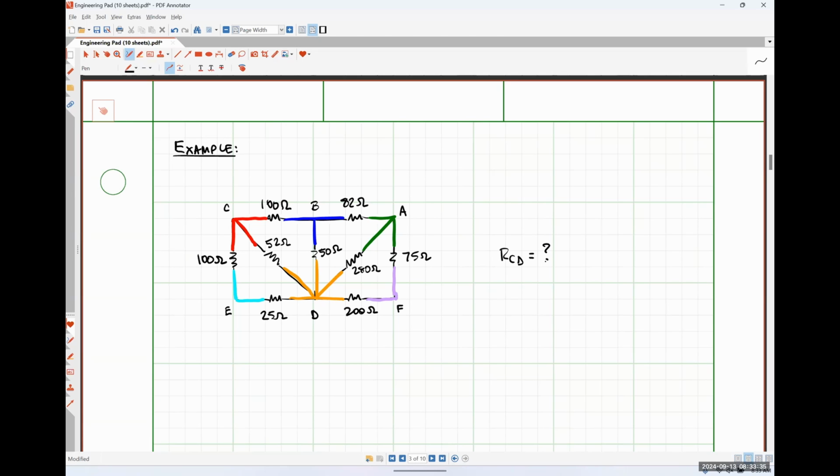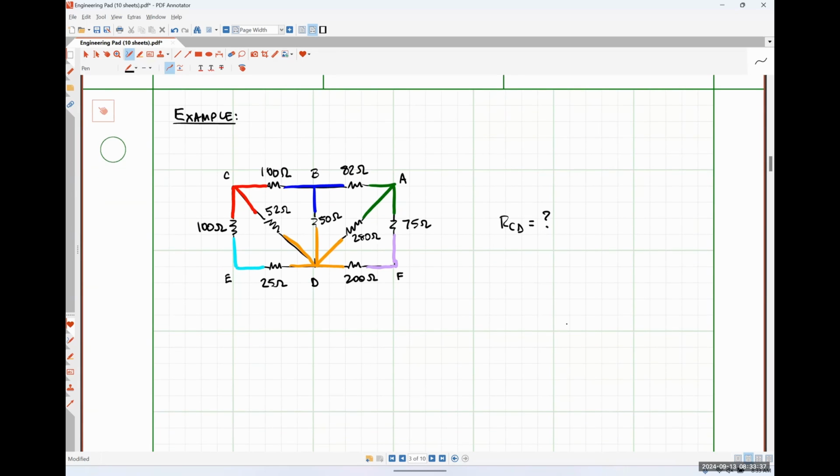So I start by putting the two terminals that I'm interested in on opposite sides of my page. I'll put C over here on the left, and I'll put D over here on the right. And what I'm going to do is map the various paths to go from C to D by connecting the dots, or the nodes, with resistors, okay?